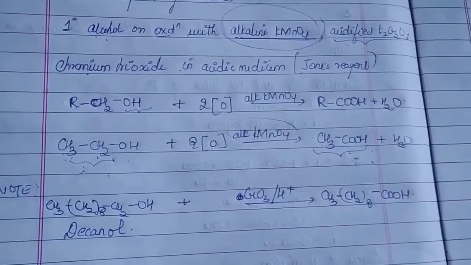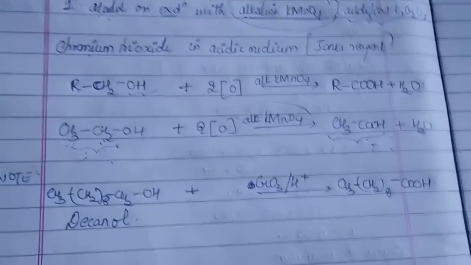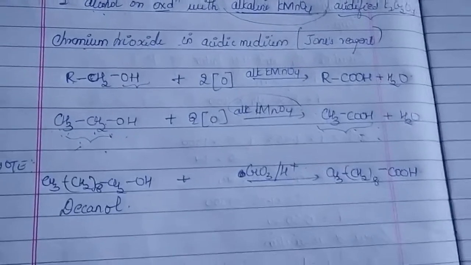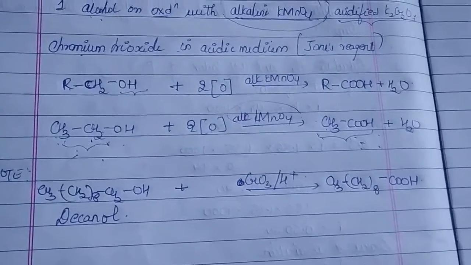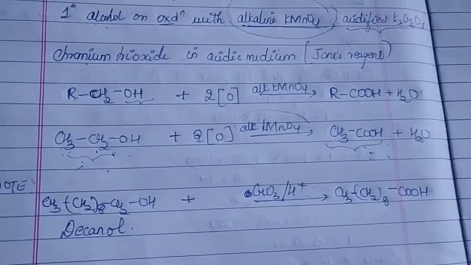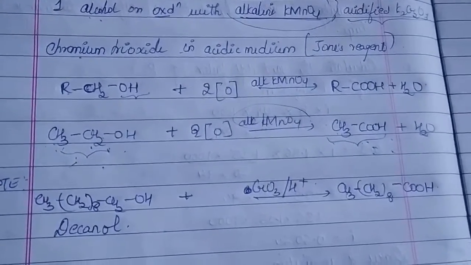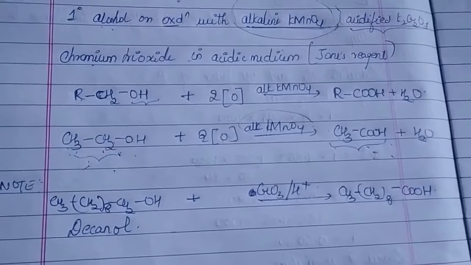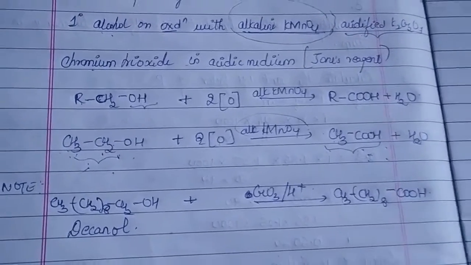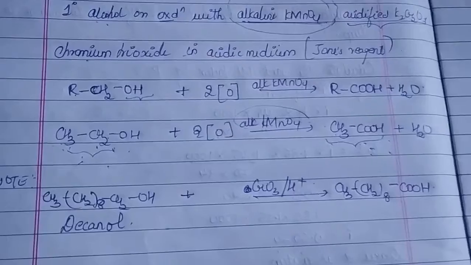If you are taking a secondary alcohol or a tertiary alcohol, of course, on oxidation they can also give you acids. But remember one important thing: they will not have the same number of carbon atoms. In turn, they will have fewer carbon atoms than their parent alcohol from which they have been prepared. Remember, this is the case with secondary and tertiary alcohols.